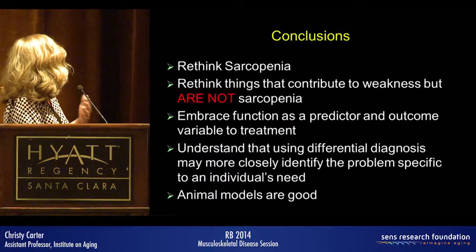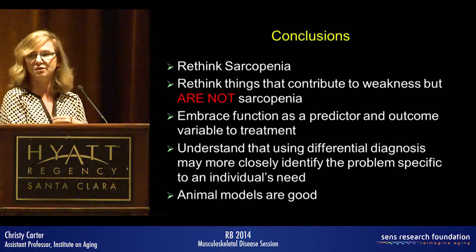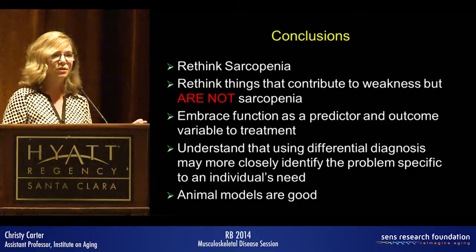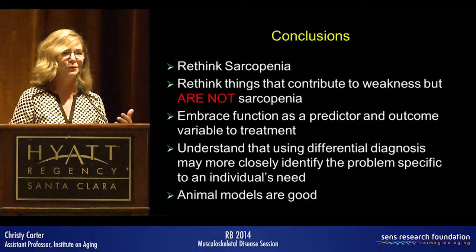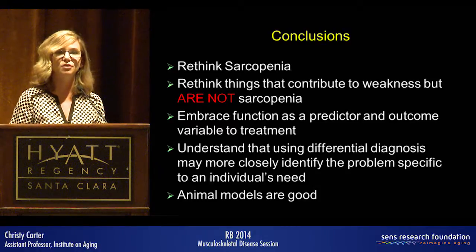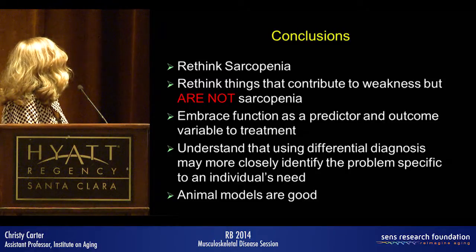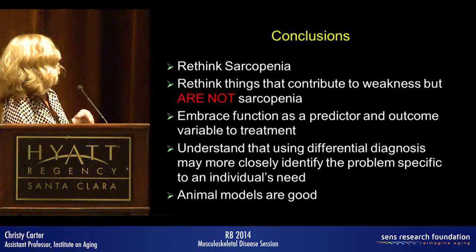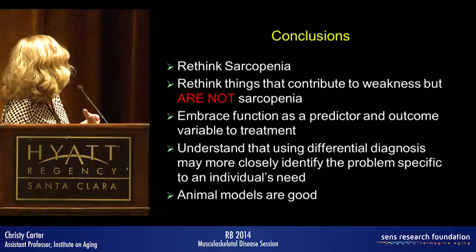So I'll just conclude. I think we need to rethink sarcopenia. Do we even need to call it sarcopenia? Should we have something called sarcopenia and dynapenia? What should we do about this? And we probably need to do something quickly if we want to get treatments into older people for this. And we need to rethink that what contributes to weakness is not always sarcopenia. If it's not sarcopenia, what is it? What are we going to call it?